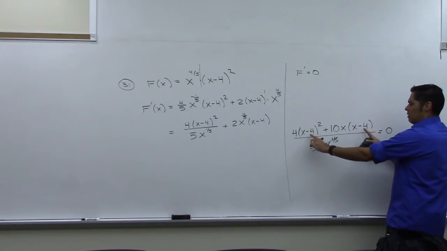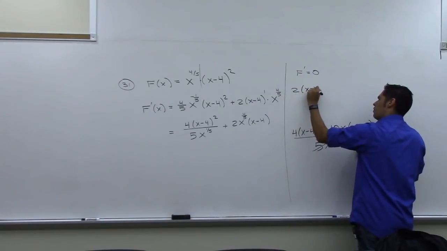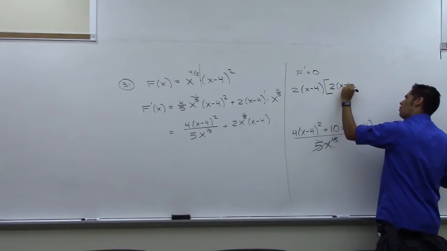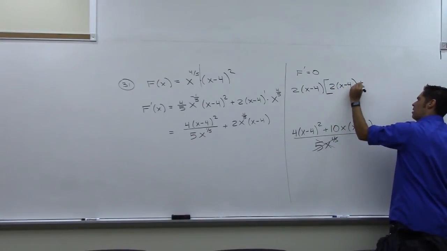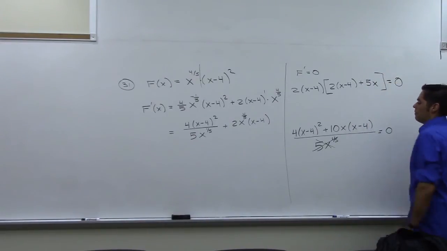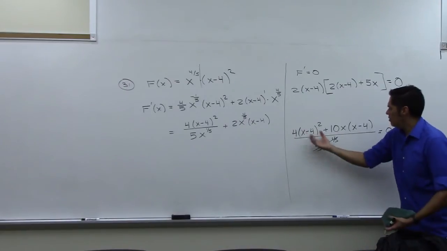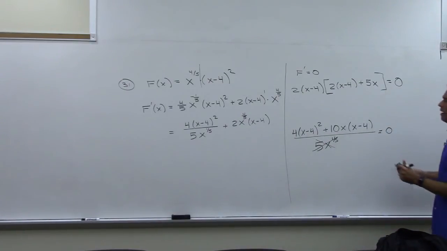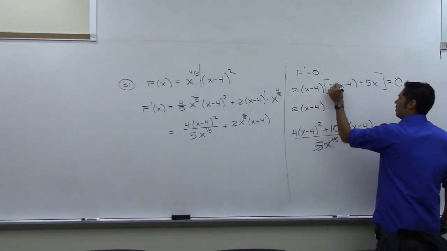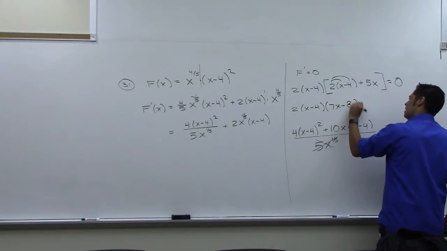But I can factor out a 2 and an x minus 4 this time and be left with a 2x minus 4 and then a plus 5x equals 0. So I pulled a 2, since these both have a 2, I pulled one factor of x minus 4 out, and that's what I should have. And then 2x times x minus 4, and then when you do this and this, you'll get 7x minus 8 equals 0.